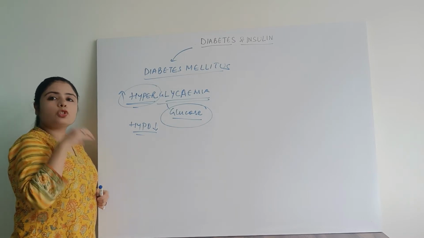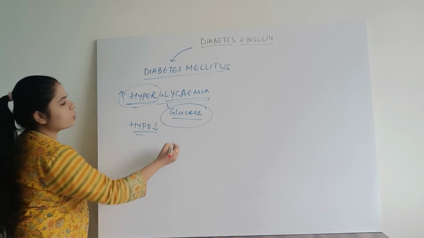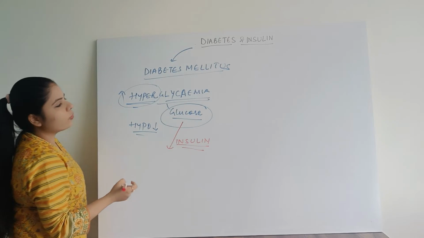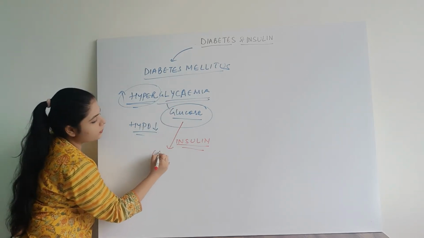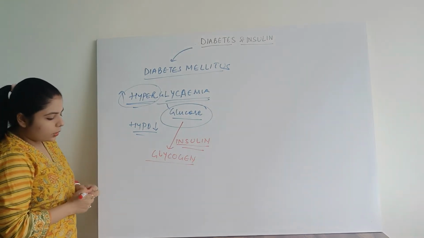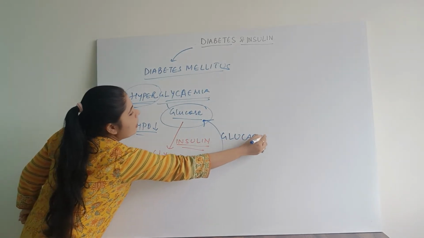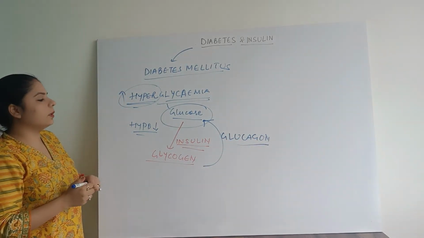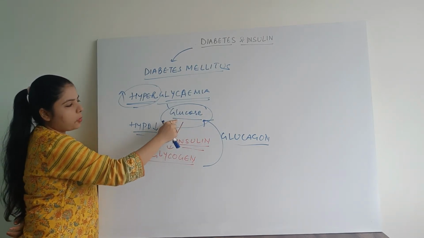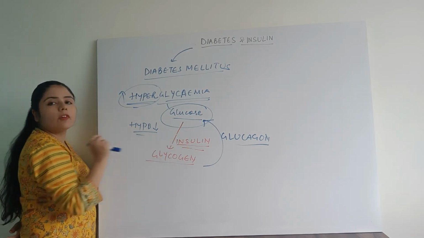But if that storage is not happening in an appropriate manner, what is the hormone responsible for storing the glucose? That is insulin. Insulin is the hormone responsible for converting glucose into glycogen, and similarly glycogen is converted back to glucose with the help of the hormone glucagon. We have learnt about it in previous lectures, so I am just briefing it here. We are more concerned with insulin here because glucose is converted into glycogen and stored in the form of glycogen with the help of the insulin hormone.